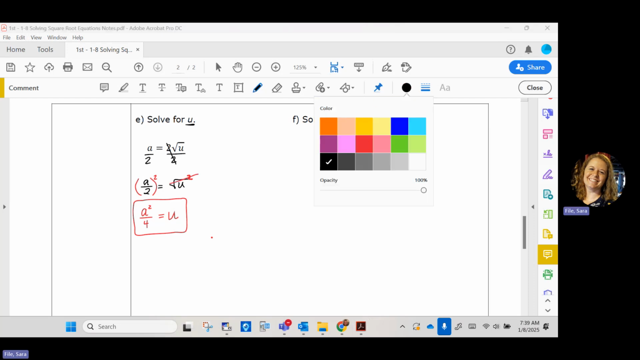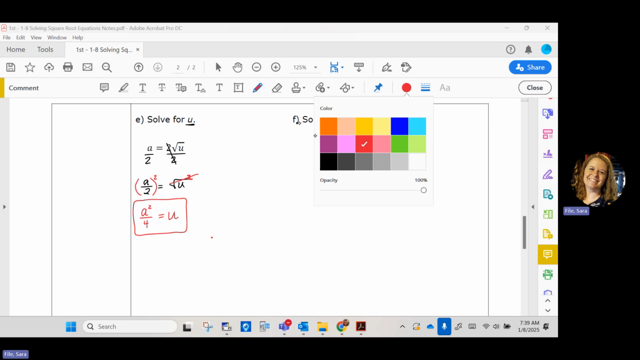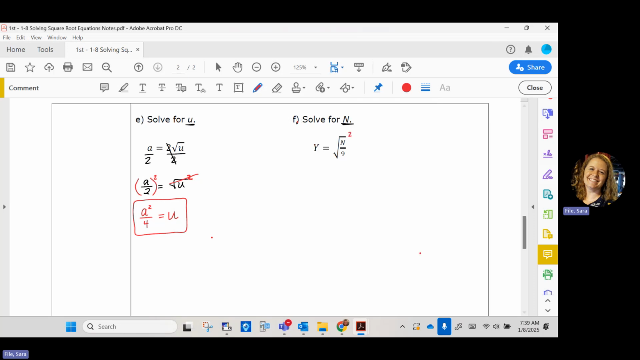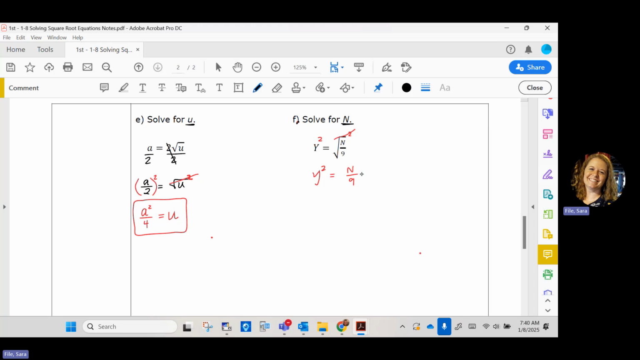Okay, so over here, they want you to solve for n. So to get rid of that n, there's nothing outside the radical. So both sides are ready to be squared. So that leaves me with y squared equals n over 9. Then I'm ready to get rid of that denominator of 9. So the opposite of dividing by 9 would be to multiply by 9. So I end up with 9y squared equals n.